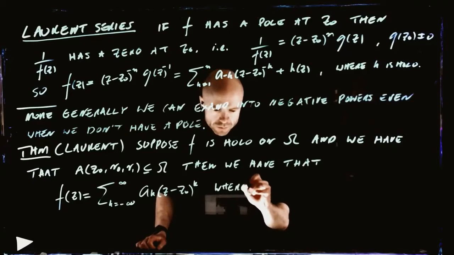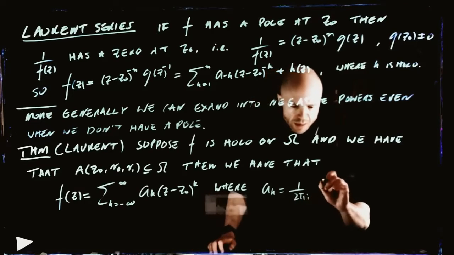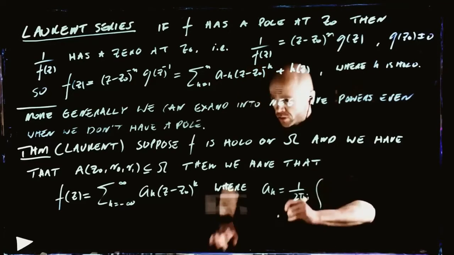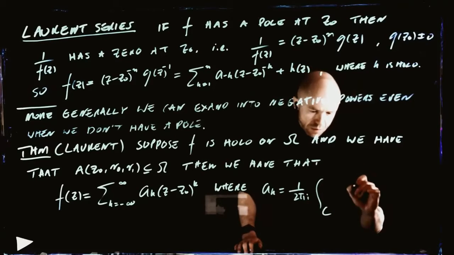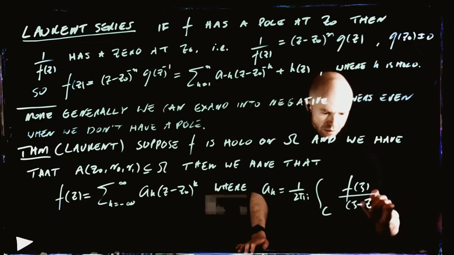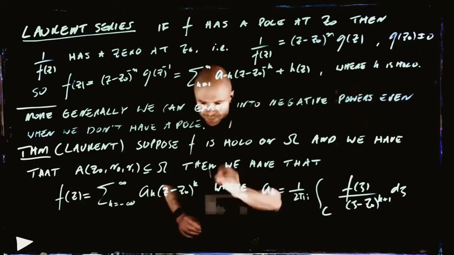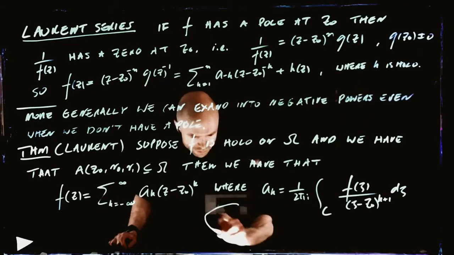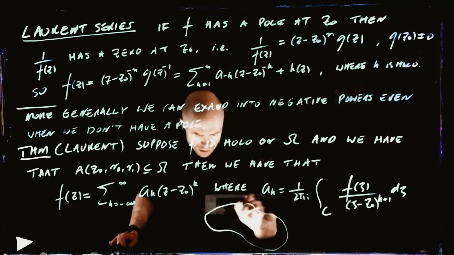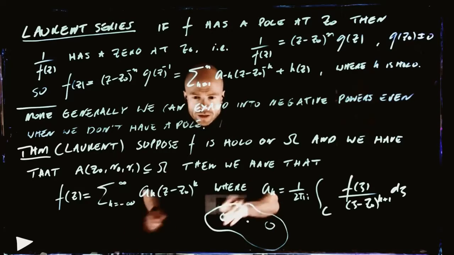where these a_k are 1 over 2 pi i times the integral over C, where C is going to be any closed curve inside this annulus, of f of zeta over (zeta minus z0) to the k plus 1, d zeta. Okay, so what's the picture? The picture is that we can have a holomorphic function, and there can be some holes inside our domain, like this, right? Or they could just have some singularities inside, right?